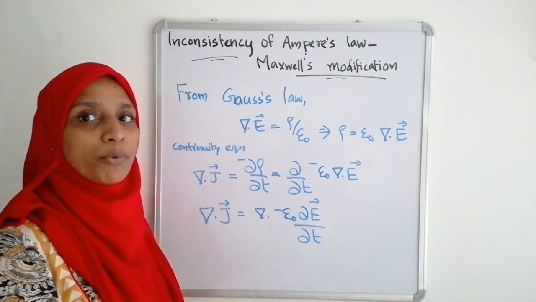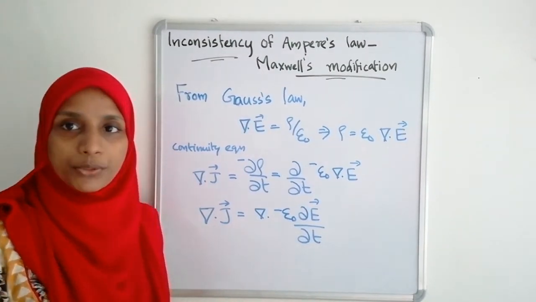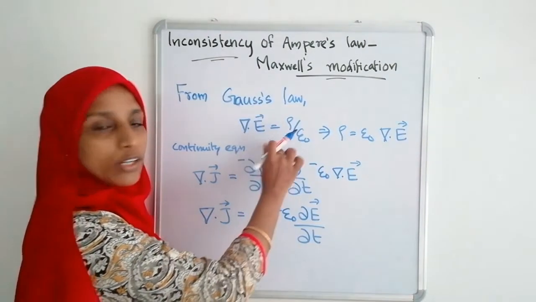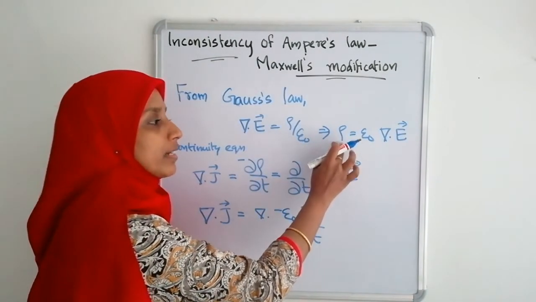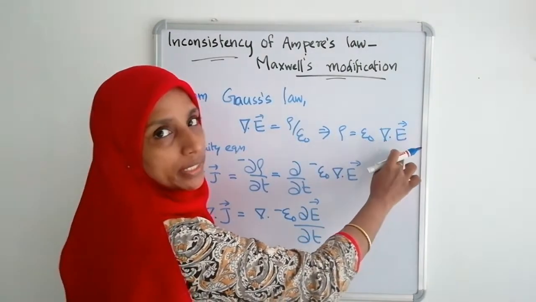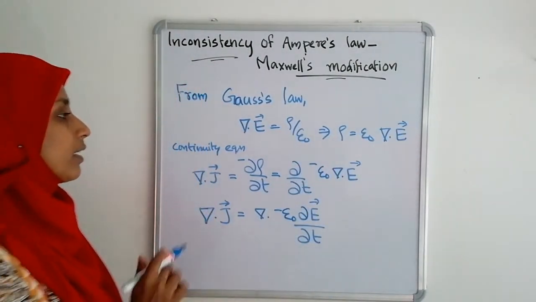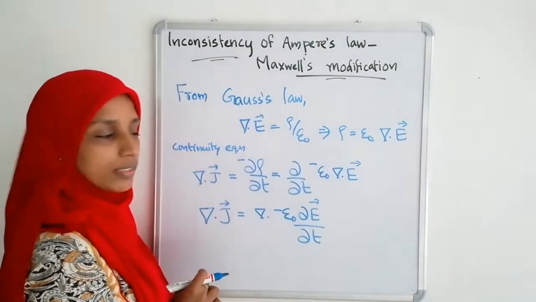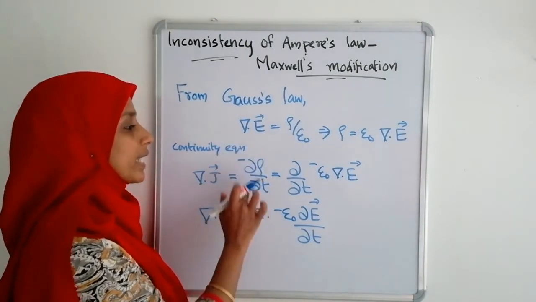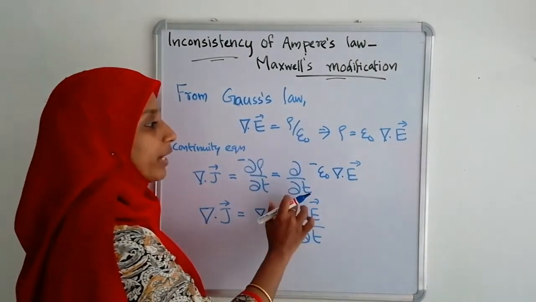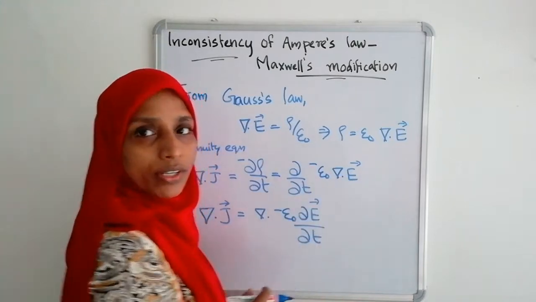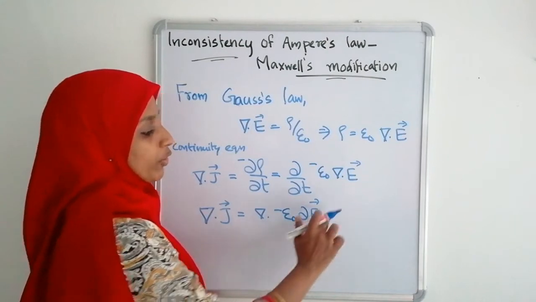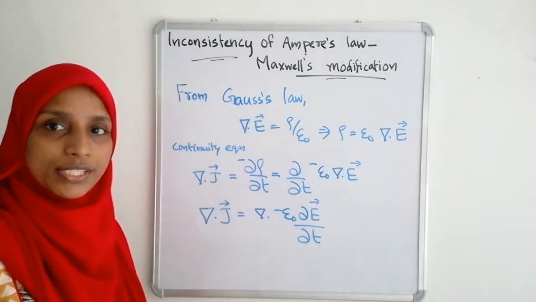Our aim is to remove the inconsistency in the Ampere's Circuital Law. So, consider the Gauss's law, del dot E is equal to rho by epsilon 0. From that, rearrange rho is equal to epsilon 0 del dot E. Then we can substitute this rho in the continuity equation. Then del dot J is equal to minus dou rho by dou T equal to dou by dou T of minus epsilon 0 del dot E. Del dot J can be written as del dot minus epsilon 0 dou E by dou T after rearranging.